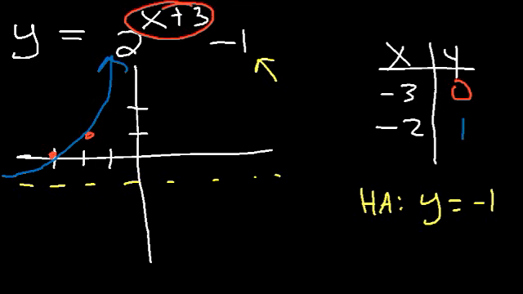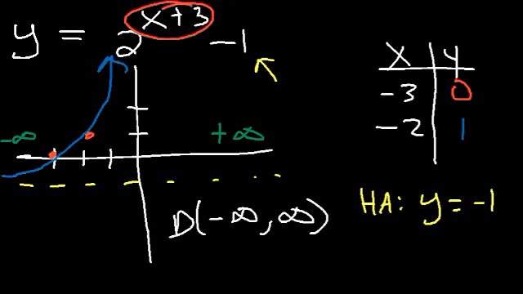So what is the domain and range for this function? The domain for an exponential function is all real numbers. It starts all the way from the left, and it can continue going to the right forever. As it goes to the right, it's going to increase at an increasing rate. So the domain for an exponential function is negative infinity to infinity.